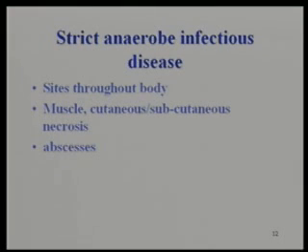So strict anaerobic disease can occur in sites throughout the body. Muscle, cutaneous, subcutaneous necrosis can occur in abscesses. We're particularly thinking about tissue necrosis when we think about these diseases, because that's when these things have an opportunity: when the tissue is necrosed or destroyed, or there's an abscess where things are walled off so that the immune system and blood supply can't get at it. Okay, so we're particularly thinking about necrosis and abscess when we're thinking about strict anaerobes and human disease.